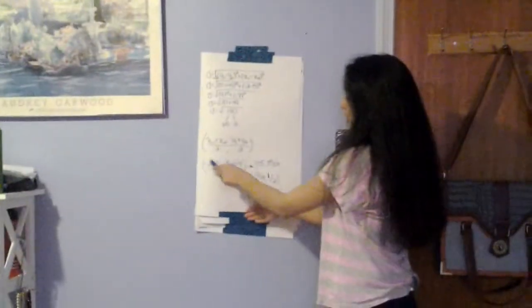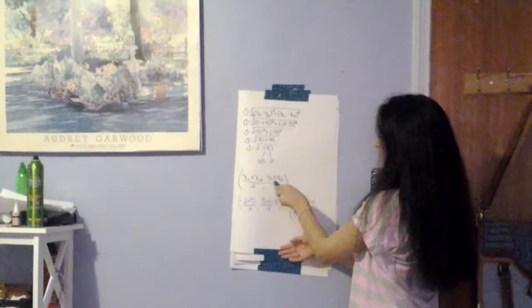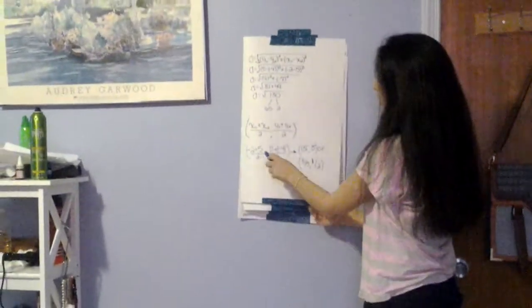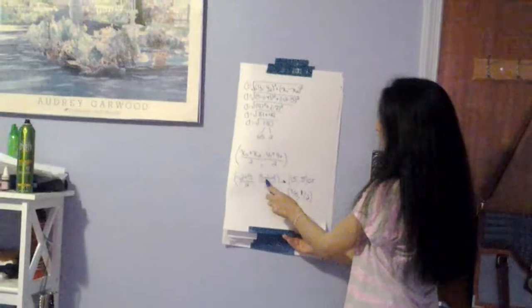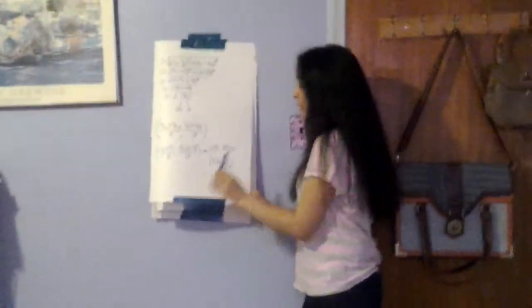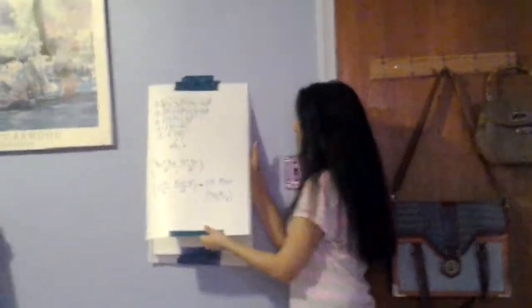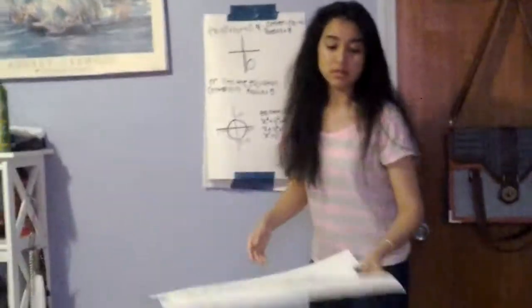The next example here is the midpoint. x1 plus x2 divided by 2, y1 plus y2 divided by 2. And the numbers used here are negative 2 plus 5 divided by 2, comma, 5 plus negative 4 divided by 2. And that is going to equal 1.5, comma 0.5, or 3/2, comma 1/2, or half.